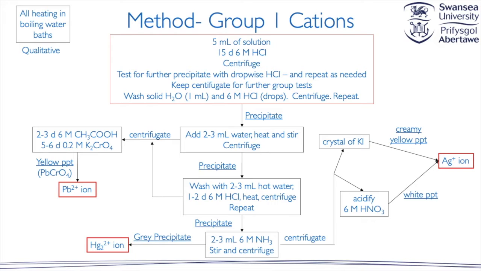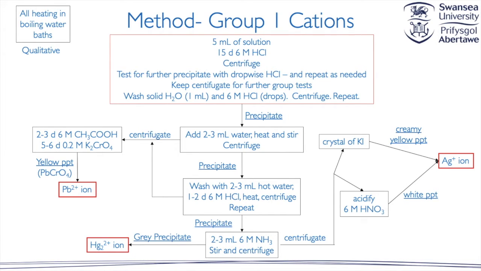So, how do we test for group 1 cations? We get the water sample and add 6 molar HCl in a centrifuge. Keep repeating this until no more solution precipitates out. To distinguish between lead, mercury, and silver ions, we need to separate the precipitate and the centrifugate. To the precipitate, we add water and heat. To test for lead ions, we take the centrifugate and add acetic acid and potassium chromate. A yellow precipitate would indicate lead is present.